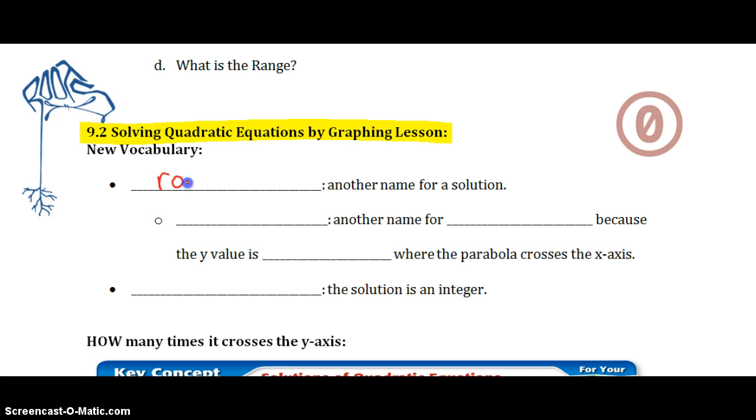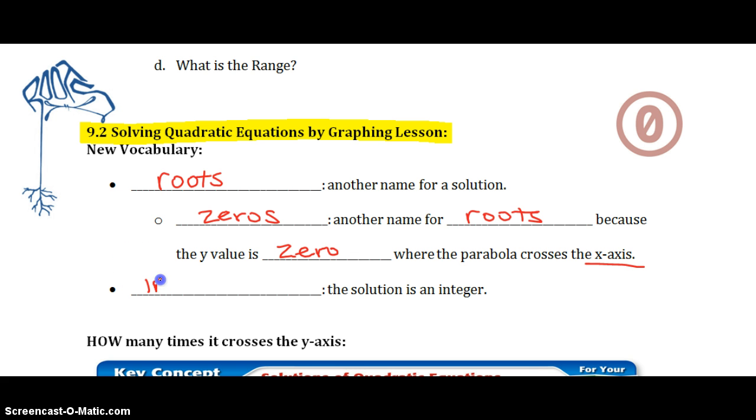Now, roots are another name for the solution to quadratic equations. Another name for roots is zeros. If you remember when we were factoring, we would have the quadratic equation equal to 0 and we'd solve for what made the equation 0, and we said those are the roots. So when the y value is 0, that's where the parabola is going to cross the x-axis.